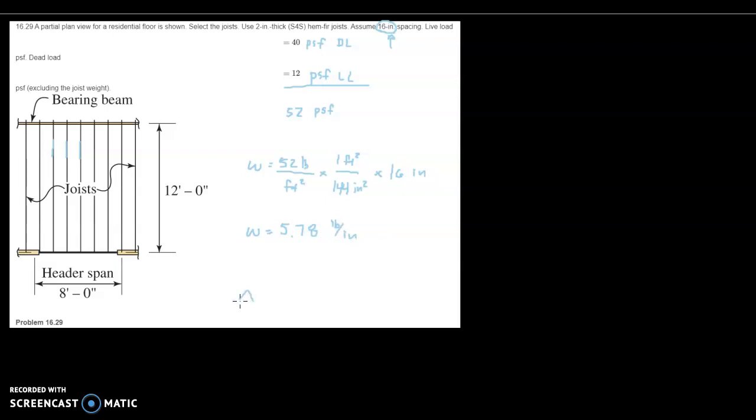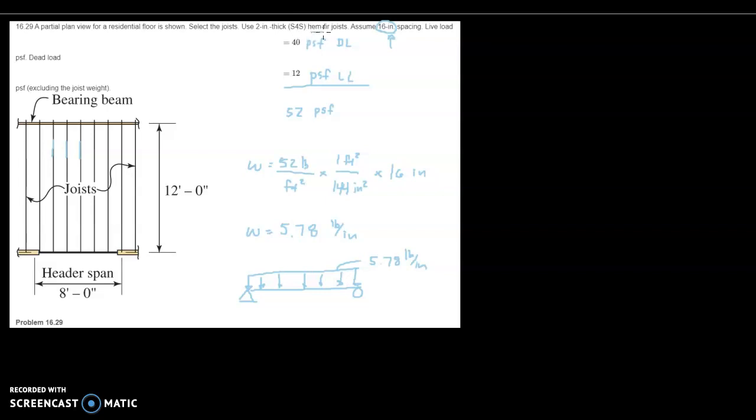Okay, so if I were to draw a beam diagram from the side, I've got a simply supported beam with a uniformly distributed load, and that uniformly distributed load is 5.78 pounds per inch. Okay, so now it becomes just like a typical beam design problem. I've got my simply supported beam, I've got a uniformly distributed load. I can start to design based on the allowable stresses.